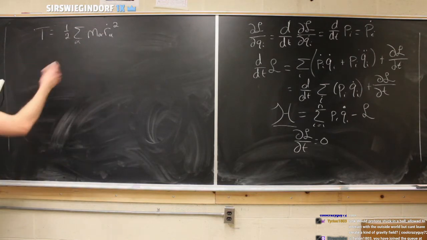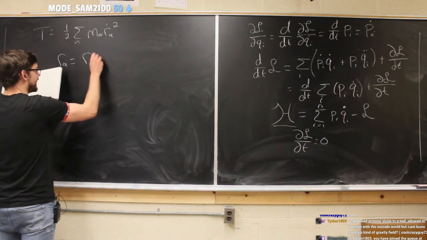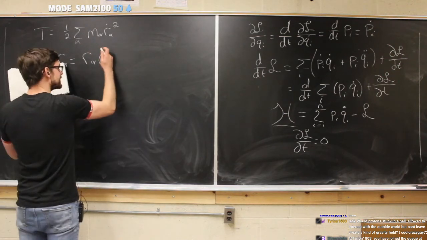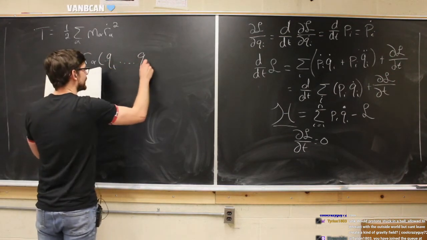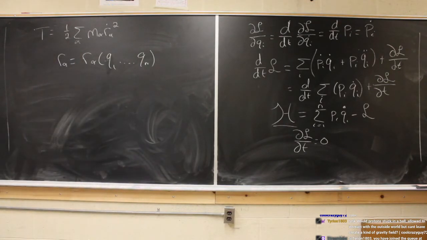And we can rewrite it in terms of generalized coordinates if we wanted to, considering what our alpha is. Q1, Qn. So we could write it in generalized coordinates, definitely, right?